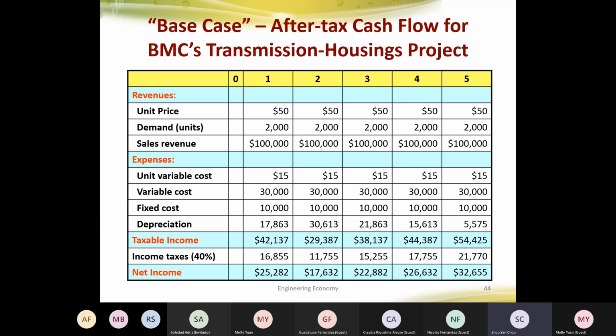Now we are not really dealing with inflation or anything else. We are just focusing on sensitivity analysis, so the computation here will be more straightforward. Okay, so we have unit price. We have demand. And of course, unit price times demand will be our revenue. And we have unit variable cost. And of course, unit variable cost multiplied by the demand will give our variable cost. And we also have fixed cost and depreciation.